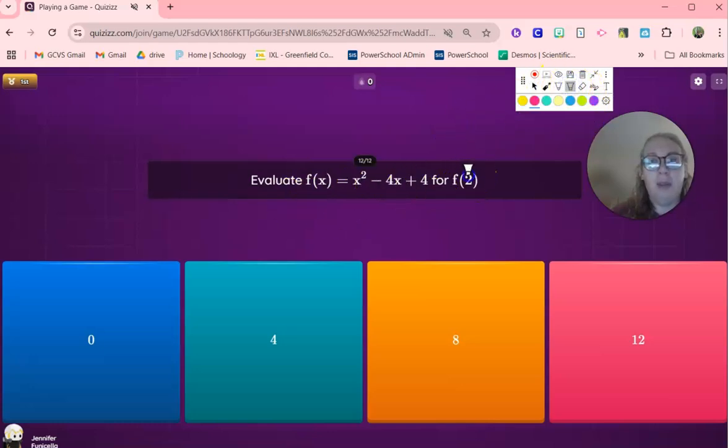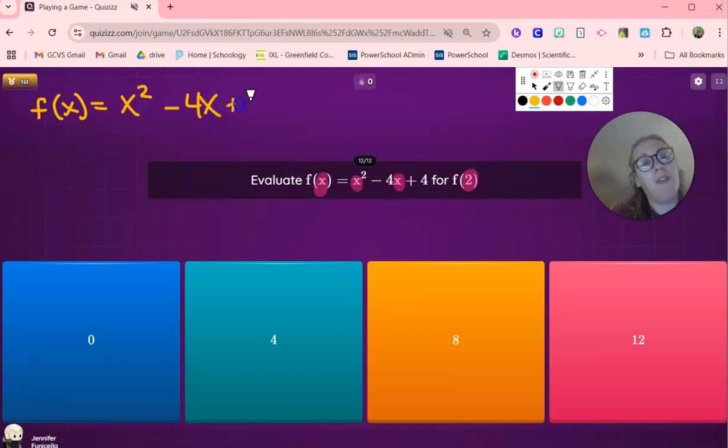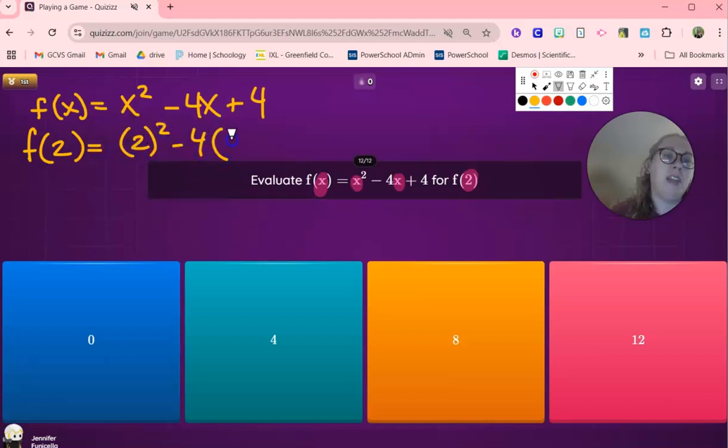Okay, last one. We have an input of 2. And we're plugging in a 2 for x. So we start with our original equation. That's how I like to do it. Just write that original equation first. And then wherever you see an x, put a 2 instead. We're substituting in that number 2. Beautiful.